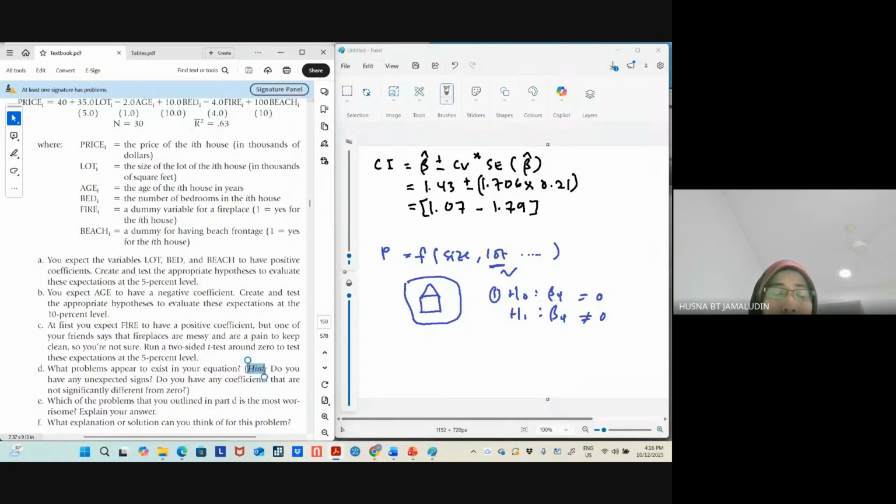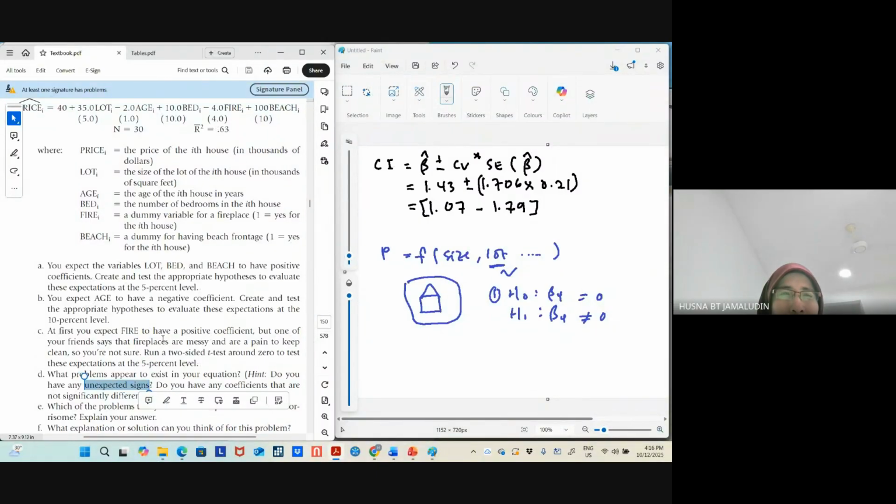In the exam, you will not get this hint. So you have to remember, when you talk about a problem, you have to spot many things. The hint here, because this is just from the textbook, right? Do you have any unexpected sign? At the moment, just now, you expected fire not to follow your expected sign, but now you are not sure. So this is okay. But the rest are fine.